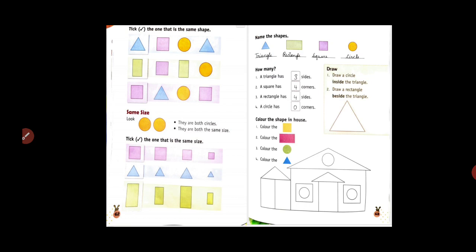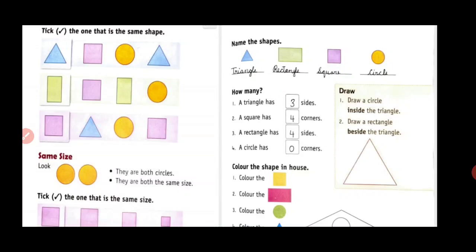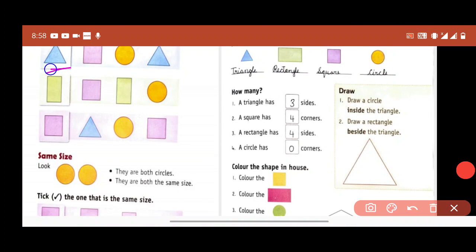Page 62. Let's have a look. Looking at the first question, tick the one that is the same shape. For example, a shape is being made here and some different options are given. You just have to tick looking at the first image. You have to find out the same shape over here. This is a triangle, children. So, do you find a triangle over here? Yes. So, put a tick over here.